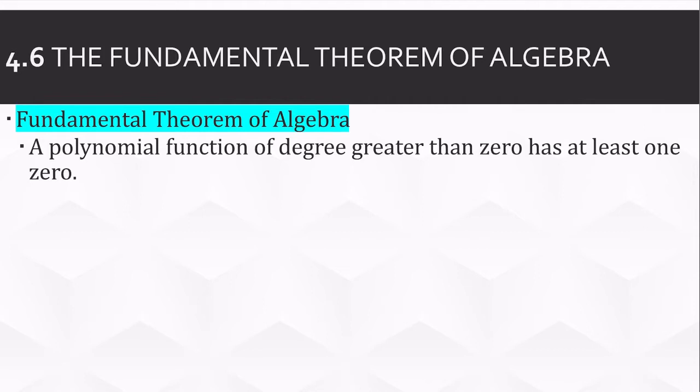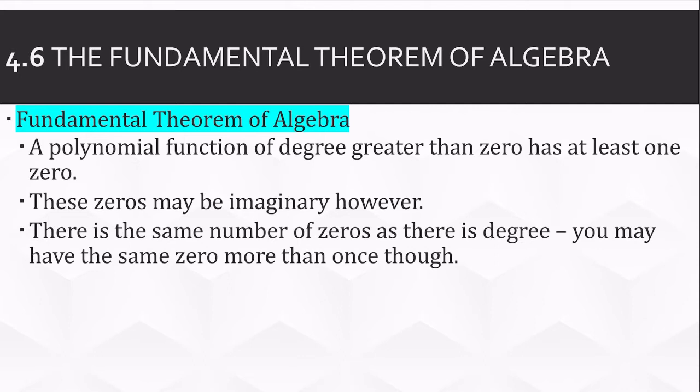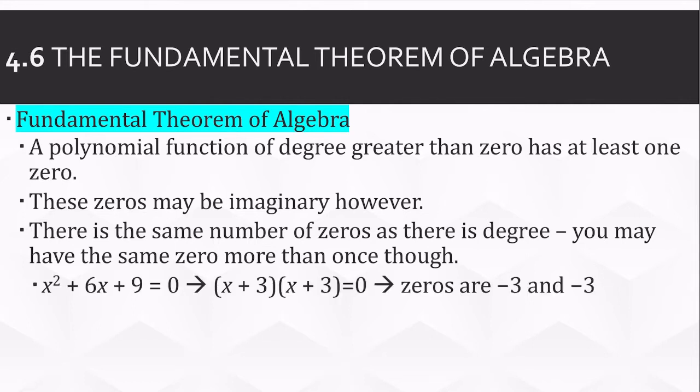It says a polynomial function of degree greater than 0 has at least one zero. Wow! So if you have a polynomial, there's at least one zero. Yay! Those zeros, however, might be imaginary. There is the same number of zeros as the degree, but you might have the same zero more than once. For example, here the degree is 2, so we'd expect 2 zeros.